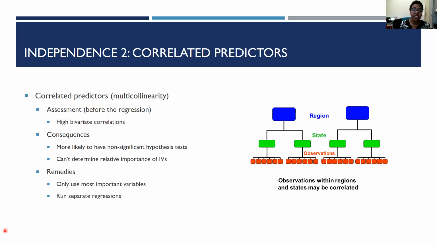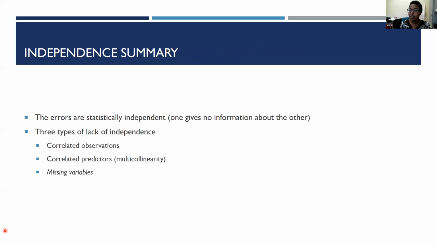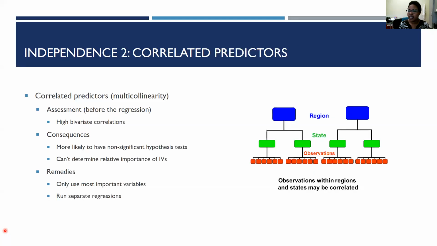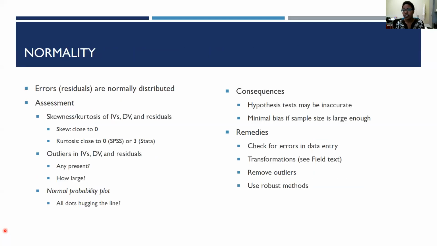So that's the independence. Remember I talked about there's going to be 3 types of independence that we look for to be violated. We'll talk about missing variables after we learn about residual analysis. And so our next assumption is normality, which is that the errors are normally distributed. Pretty easy, right? So how do we look for this?